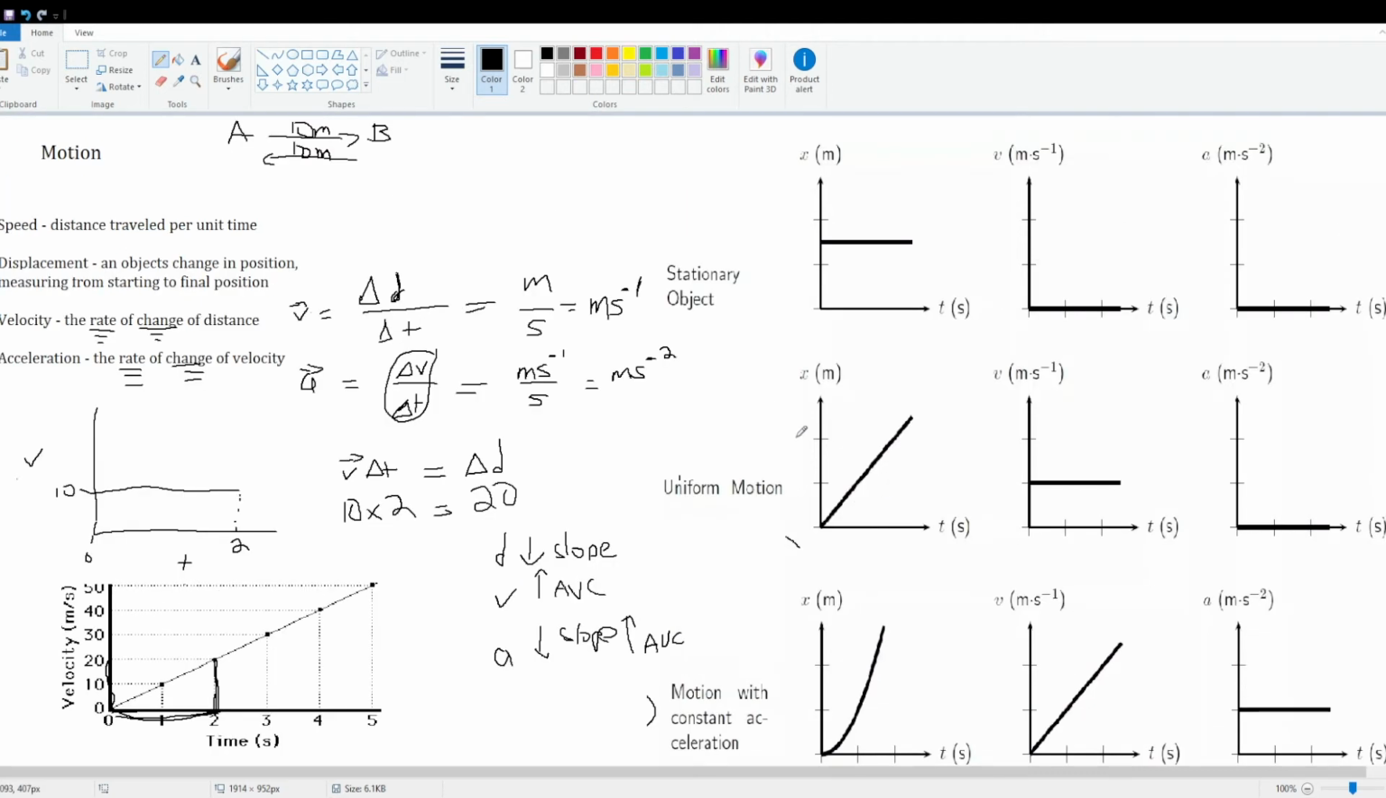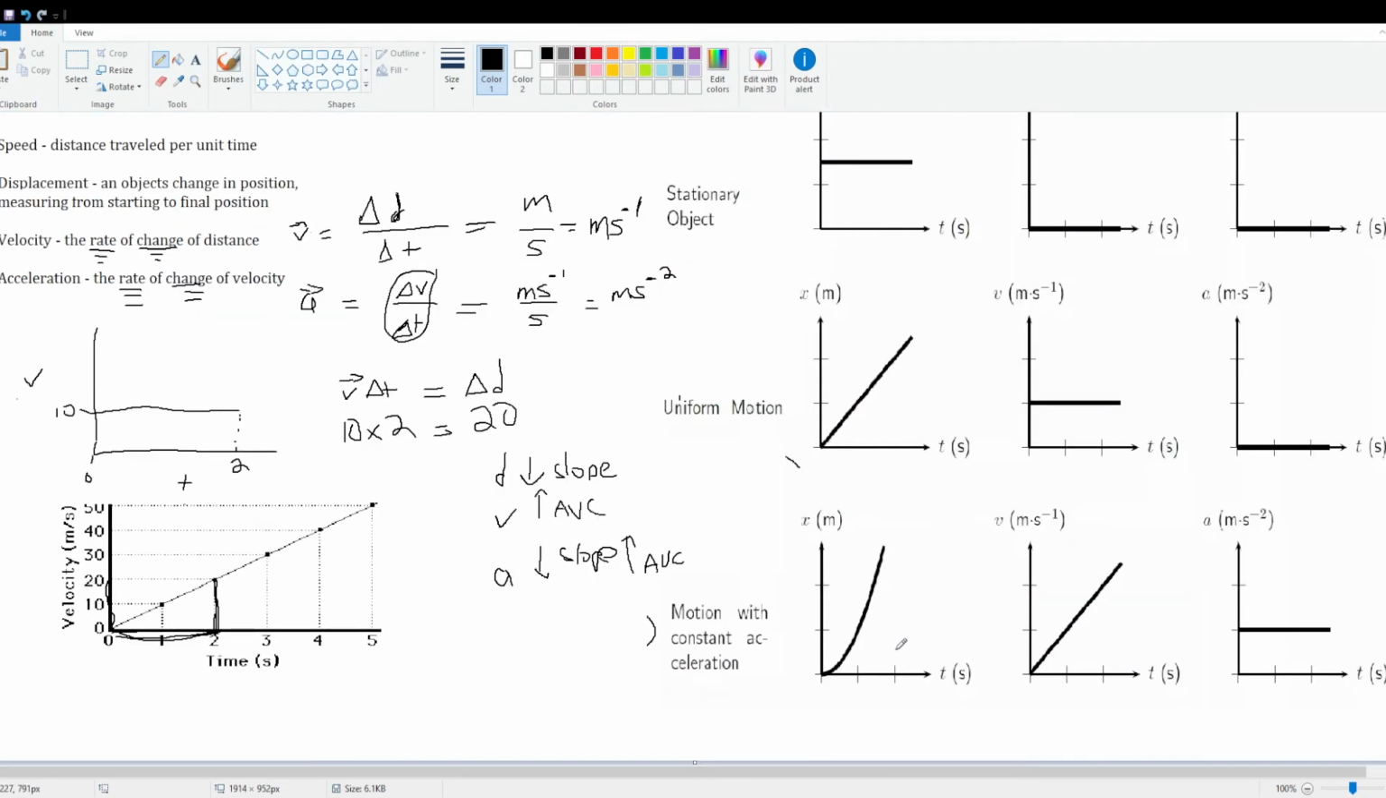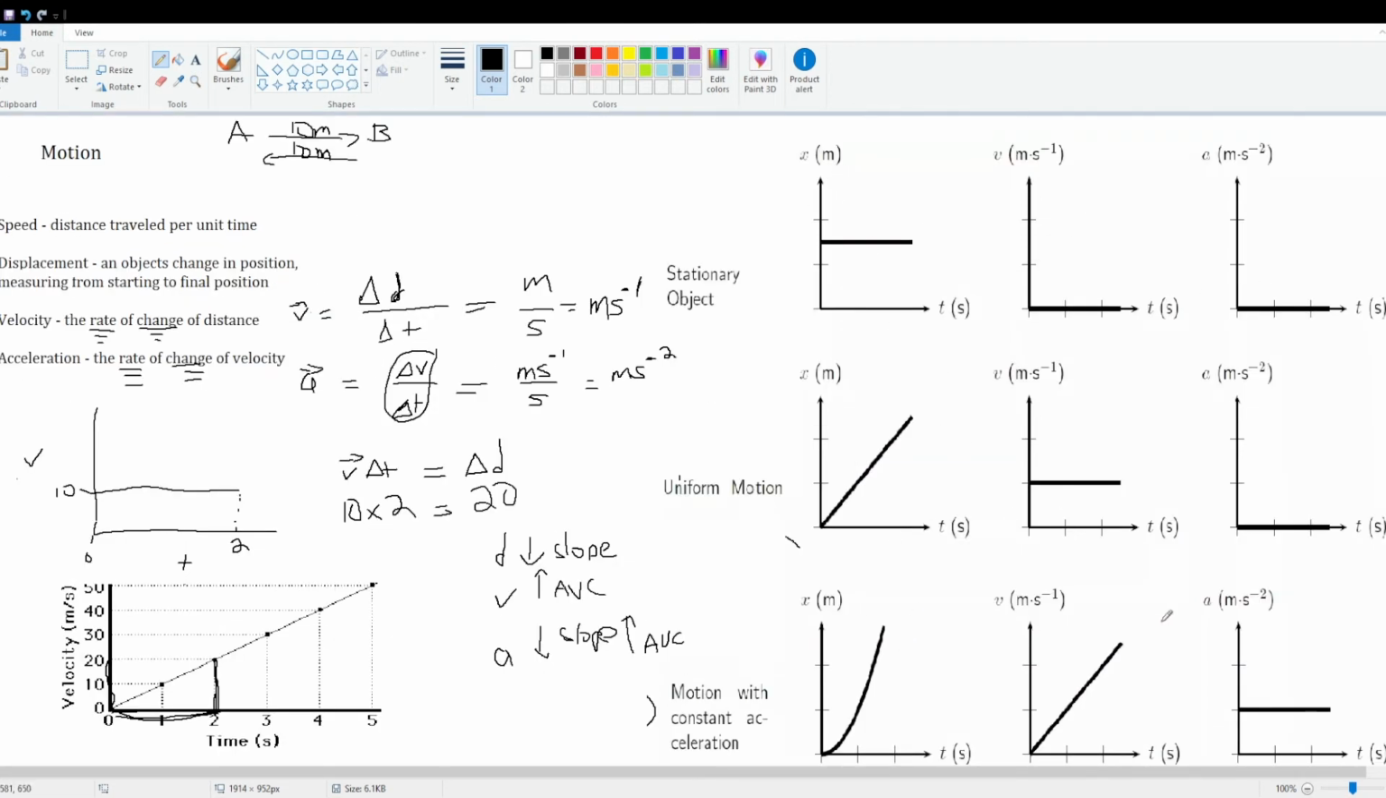Now, finally, we have these 9 graphs here. This is just to give you a better picture of the types of graphs. You see there's 3 columns here. One's a distance time graph, one's a velocity time graph, and one's an acceleration time graph. These are the most common types of graphs you'll come across, and it pretty nicely lays out the types of motion.